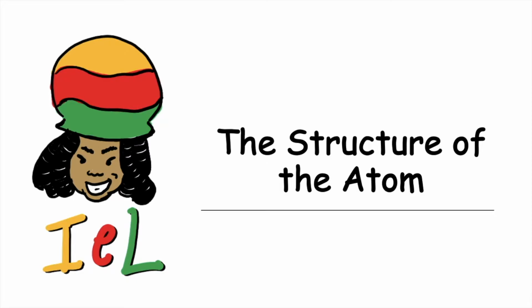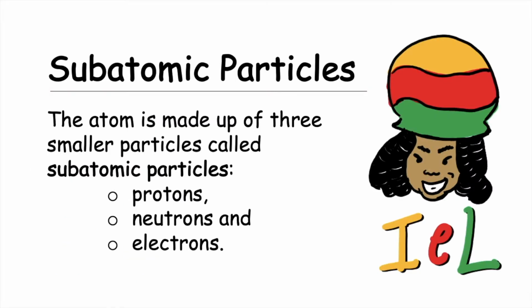Now we can go ahead and examine the structure of the atom. Although atoms, as we just learned, are the smallest particle of an element that behave chemically like the element, the atom is in fact made up of three smaller particles that do not behave chemically like the element, and these three particles are collectively called subatomic particles. The subatomic particles are protons, neutrons, and electrons. We will examine the properties of each subatomic particle later on in the lesson.